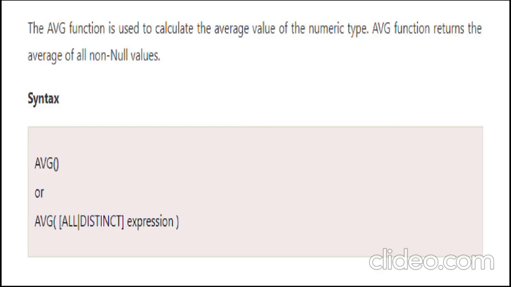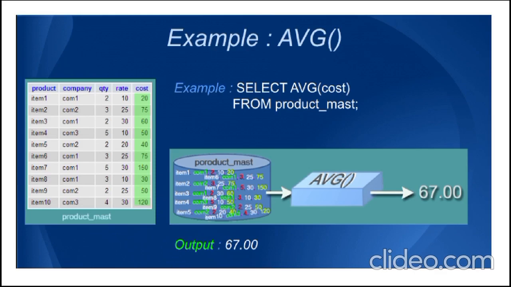Average function. The average function is used to calculate the average value of a numeric type. The average function returns the average of all non-null values. Syntax: average. Example: select average cost from product_mast. The average cost of the table: first, we calculate the cost sum, which is 670. We divide it by 10 to get the average. The output is 67.